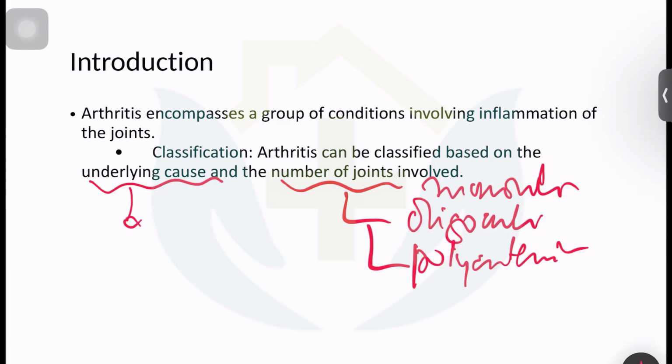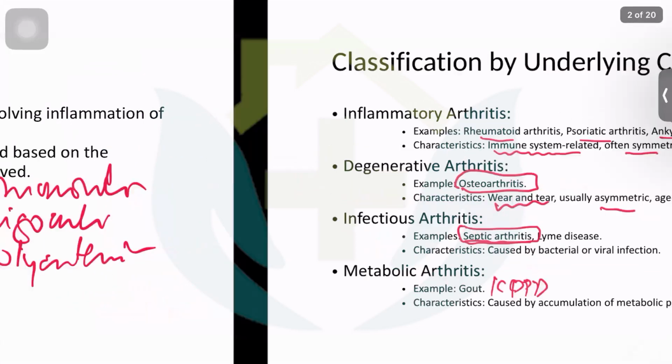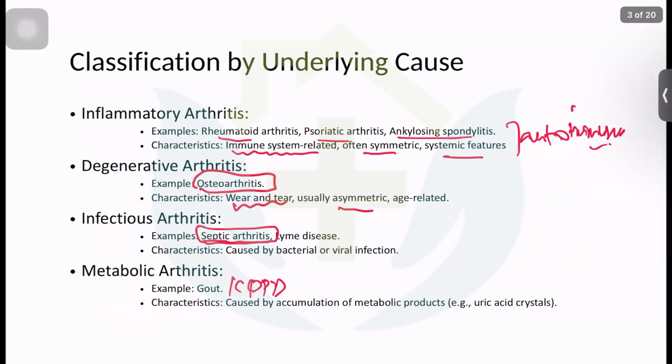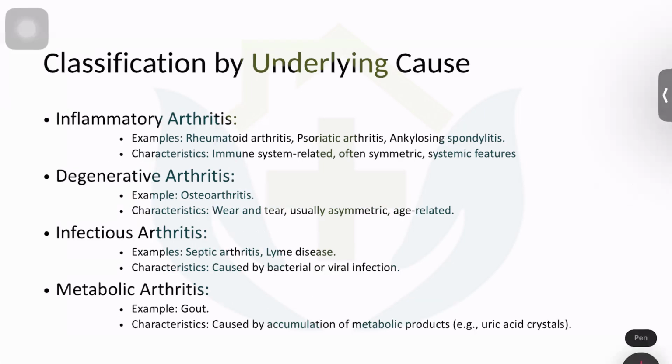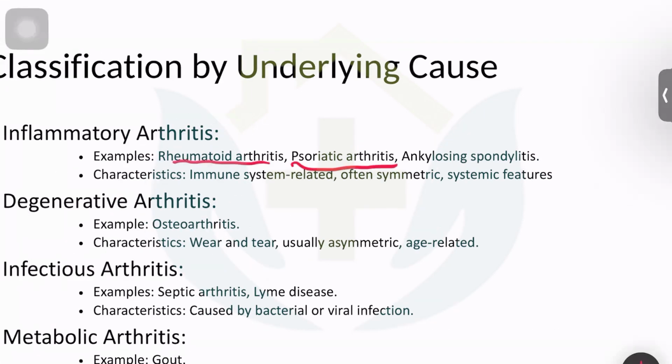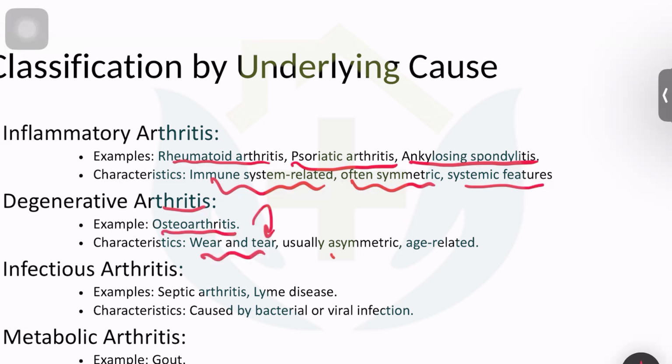Underlying cause: inflammatory or non-inflammatory. So you can define them in a broader perspective. Classified by underlying cause: inflammatory arthritis, examples are rheumatoid arthritis, psoriatic arthritis, ankylosing spondylitis. Characteristics are they are all autoimmune, usually symmetric, and having systemic features as well. Degenerative arthritis, for example osteoarthritis, is usually caused by wear and tear, usually asymmetric.